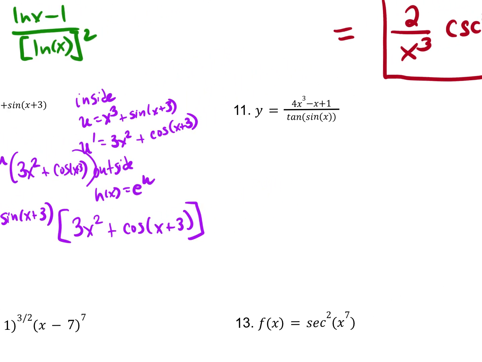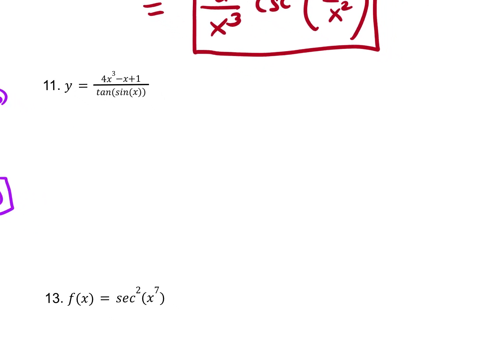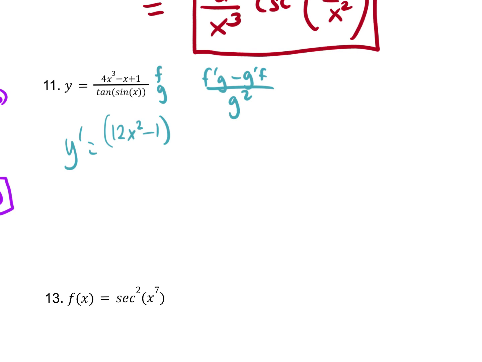Next one is pretty obviously a quotient rule again, because it's two things divided, f and g. So again, f prime g minus g prime f over g squared. Now I'm kind of nervous about the bottom, because when I start to do the derivative here, the derivative at the top is nothing big, nothing too terrible. 12x squared minus 1 times g, that's fine, that doesn't change, tan of sine x.